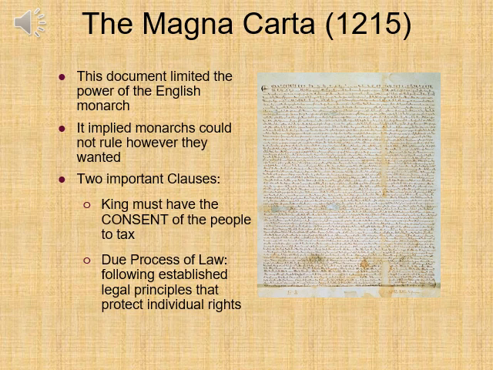Two important clauses in the Magna Carta that are still part of British law today are that the king must have the consent of the people to tax, and the due process of law, following established legal principles that protect individuals' rights, so that an individual may not be incarcerated or locked up in jail without due process of law and having their case heard by their peers.